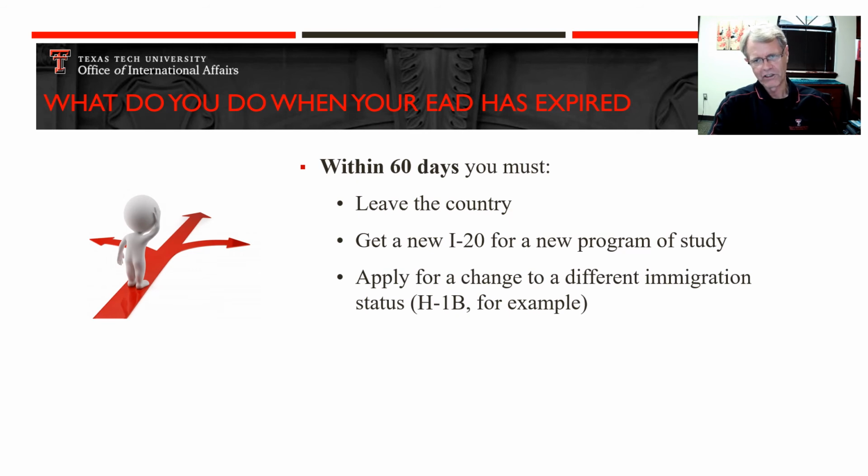You can also choose to leave the country, or you can get a new I-20 for a new degree program at a new school, or again at TTU. So if you have a bachelor's degree and you apply for OPT, you then could start perhaps a master's degree, and you would be issued a new I-20 for that purpose.